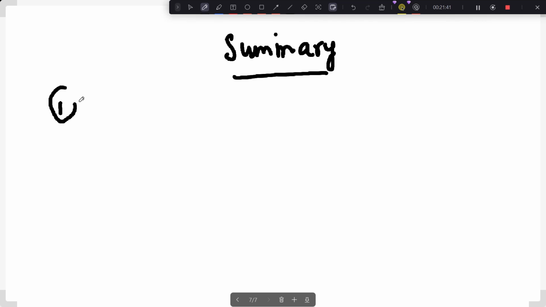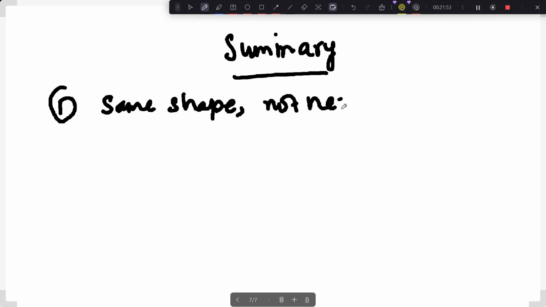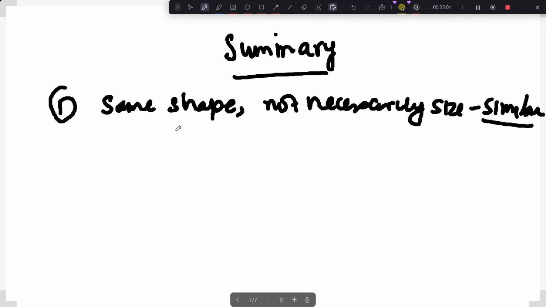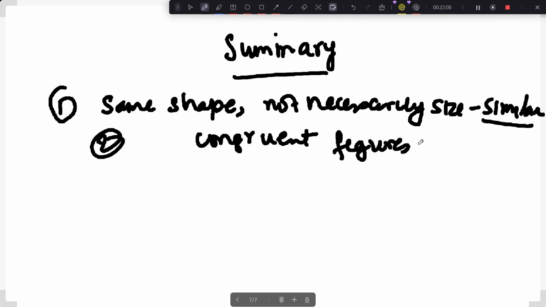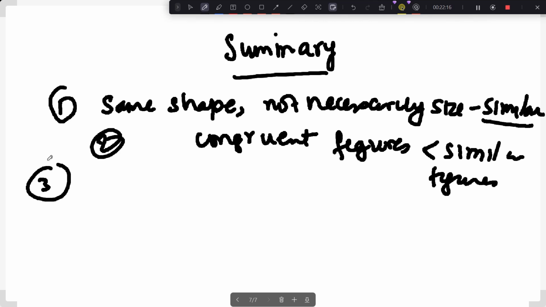So let's just revise what we've learned so far in the many classes that we did. Okay, two figures which have the same shape but not necessarily the same size are known as similar figures. Congruent figures are a subset of similar figures. What does it mean? All congruent figures are similar but all similar figures are not congruent.